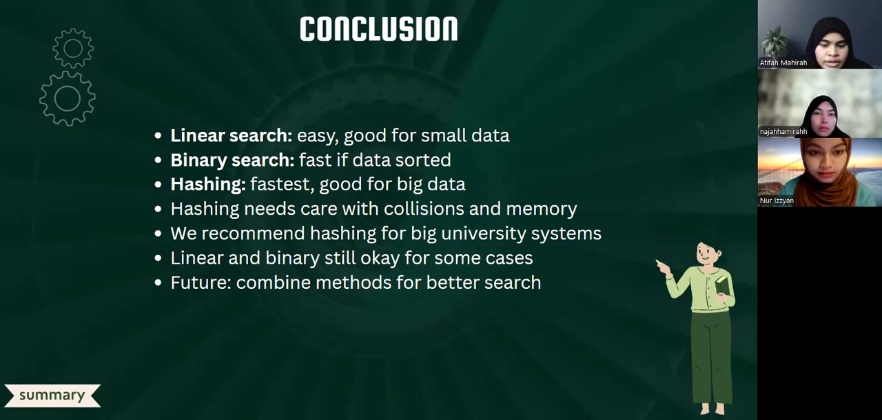So, we recommend hashing for large systems because it's more efficient. But linear and binary search are still useful depending on the situation. In the future, research can explore combining these methods or using a more advanced index technique to make searching even faster. I think that's all from us.